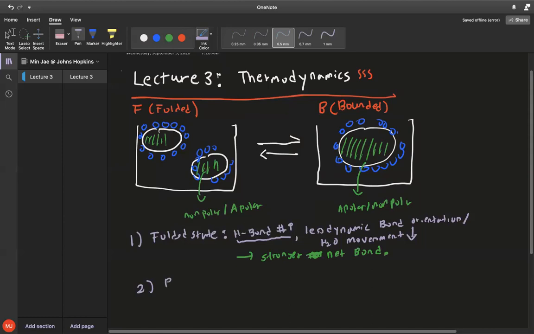Here in the bound state, however, per this one big chunk of nonpolar molecule, we see a decrease in the number of H bonds. What that means is that with a decreased number of H bonds, the bond orientation and H2O movement is quite flexible. However, the downside is that they have weaker bonds.